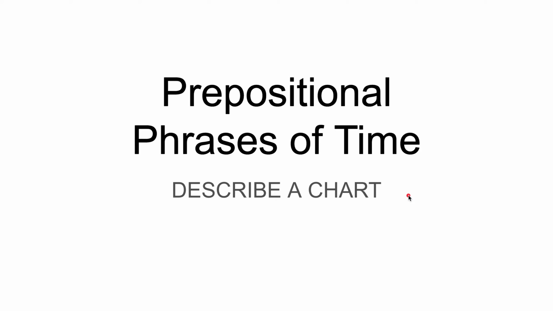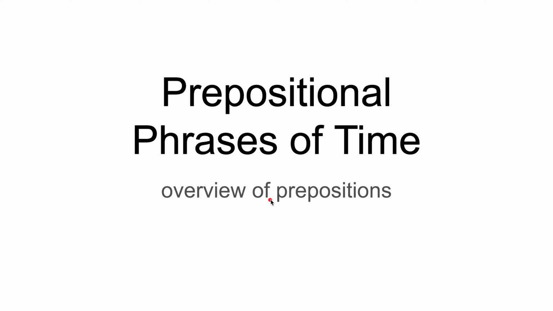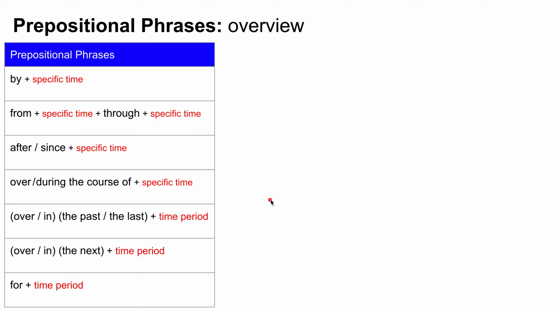Okay, today we're going to look at prepositional phrases that are used to express time, specifically to describe a chart. Before we start, let's look at an overview of the prepositions that we'll be studying. The first ones are by, from, through, after, since, over, during the course of, over the past, over the last, over the next, and for.